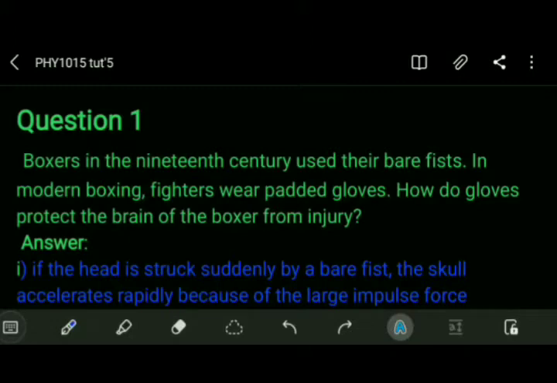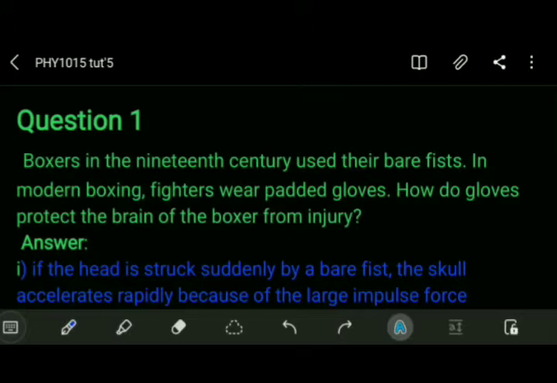Okay, so let's start here with question 1. It's just a conceptual question. If you remember the other tutorial sheet on motion, talking about a baby falling from the bed, it's similar to this one. We are being told that boxers in the 19th century used their bare fists. In modern boxing, fighters wear padded gloves. So how do gloves protect the brain of the boxer from injury?